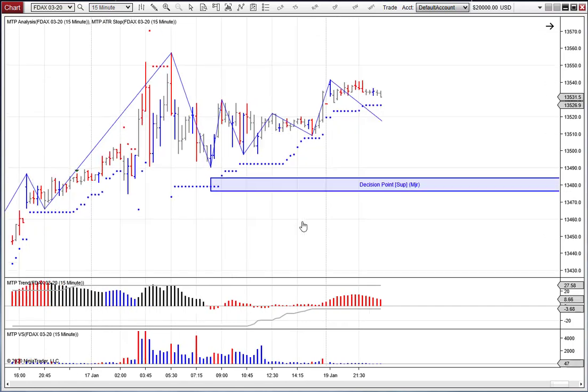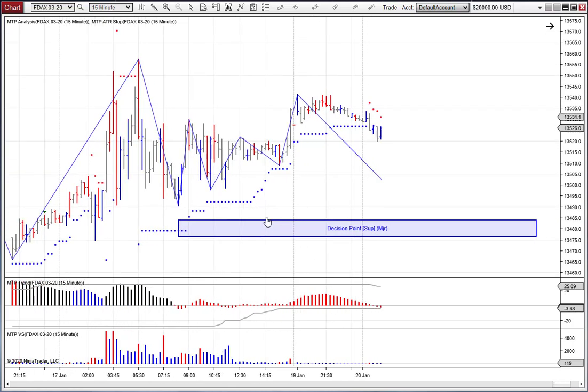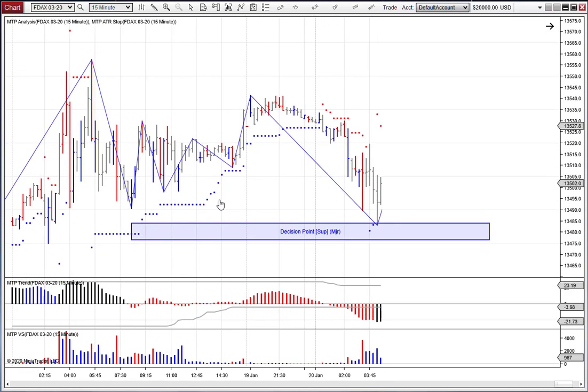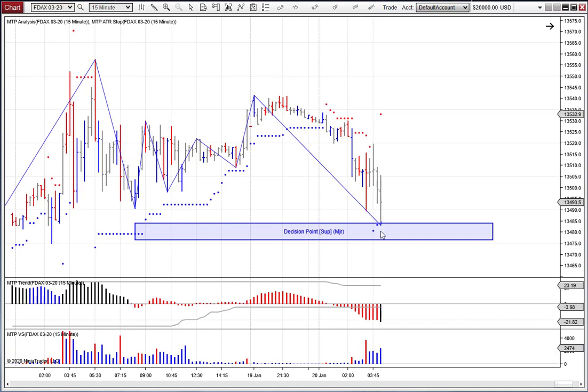So what we're looking for is to see what happens if the market gets there. So if I move forward, you can see this is what happened. The market did indeed go down and tag that support zone.